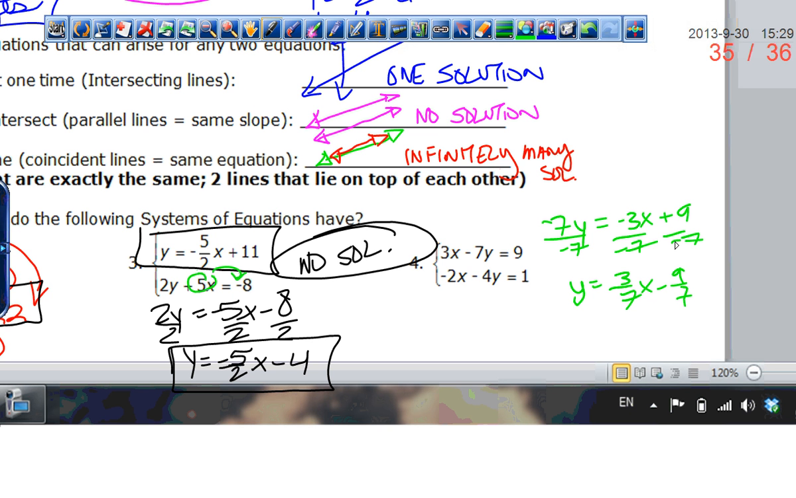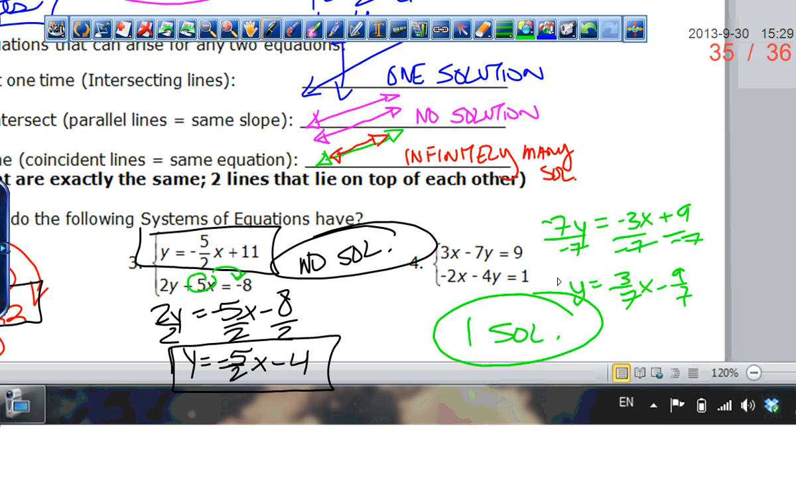Alright, if I were to solve the other one for y, negative 2x minus 4y equals 1, if I solve that for y, am I going to get 3 sevenths? No, I'm not. Am I going to get 9 sevenths? No, I'm not. So that means they're different, so they intersect just one time. So my solution is just one solution. That's all we're doing. In a second, we'll actually figure out what the solution is with some prettier numbers, not with something like that.